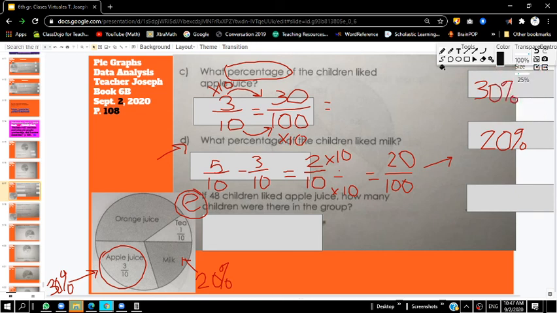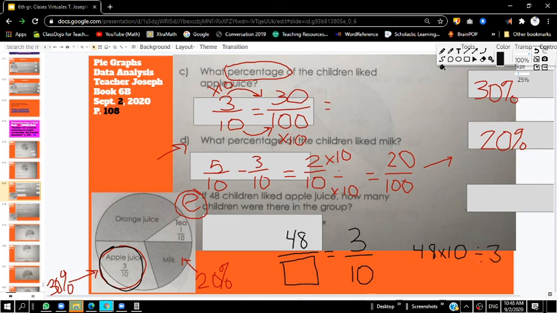All right, so we have 48 students that like apple juice. And I don't know how many students there are total. But I do know the fraction, which is 3/10. So we're going to equate this to 3/10. Now, how do I figure out the answer for how many students there were in all? Well, there's multiple ways I could figure this out. Let's just do one of the ways, which is multiplying 48 times 10, which is cross-multiplying, and then we're going to divide by 3.